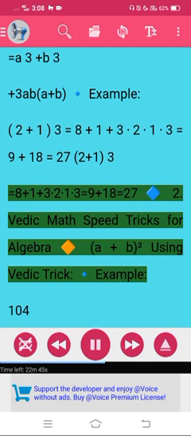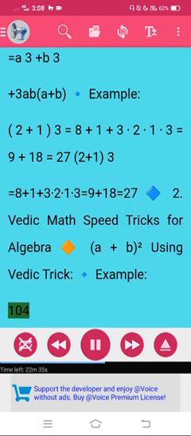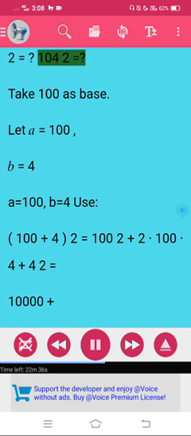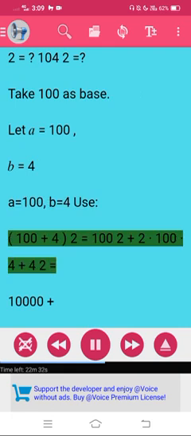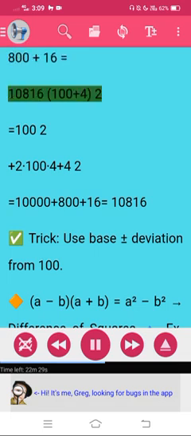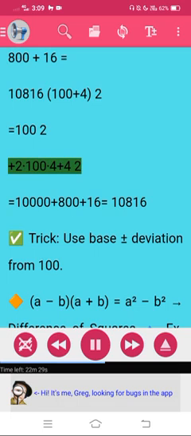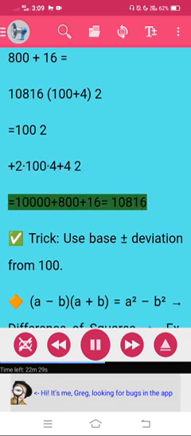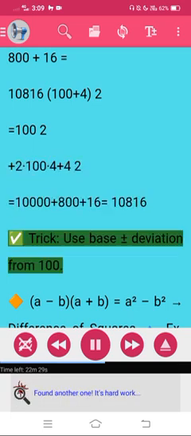Vedic math speed tricks for algebra. Find (a + b)² using a Vedic trick. Example: 104². Take 100 as the base, so a = 100 and b = 4. Use (100 + 4)² = 100² + 2 · 100 · 4 + 4² = 10,000 + 800 + 16 = 10,816. Check: the trick is to use the base plus or minus the deviation from 100.